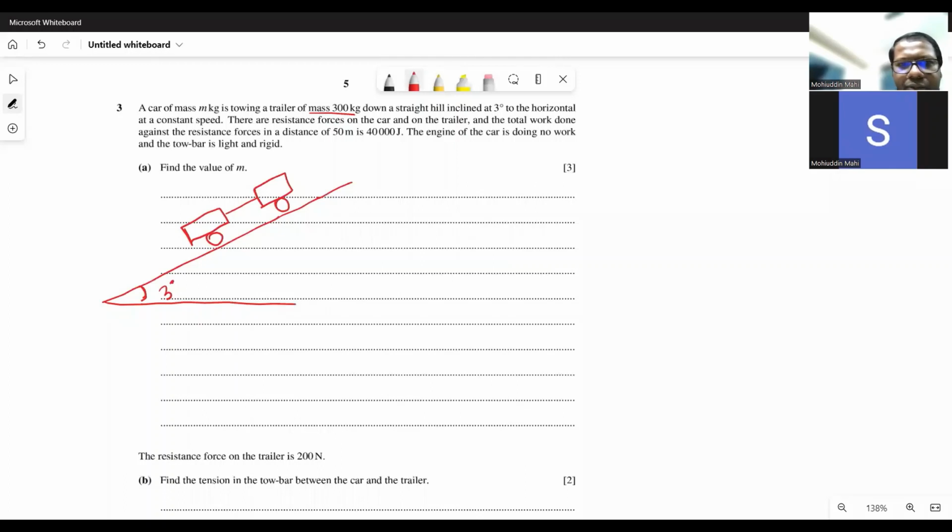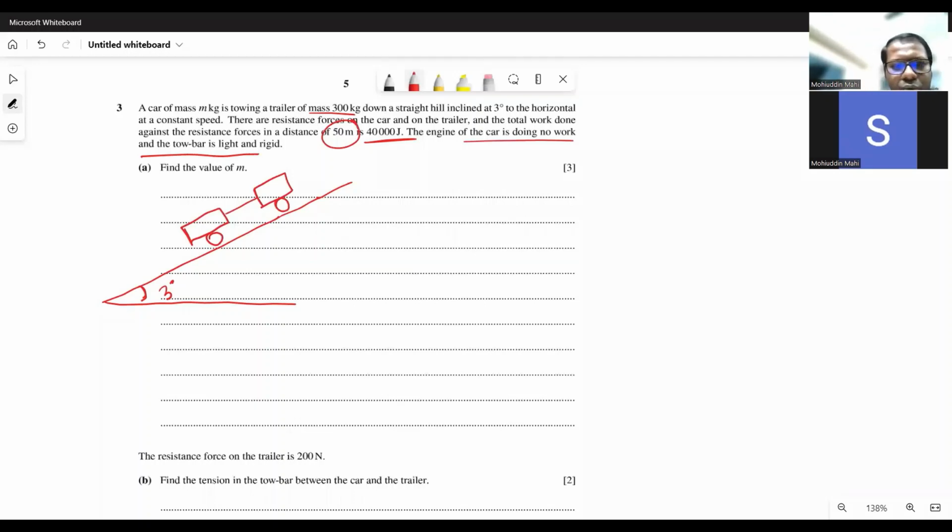The car engine needs to spend 40,000 joules of energy for overcoming resistive forces for a 50-meter length. Resistive force means air resistance, frictional force, everything. The car and the trailer are moving with a constant speed. The engine of the car is doing no work and the tow bar is light and rigid. The engine is not giving any additional forces. So the car and the trailer are moving downward because of the component of weight along the plane, along the surface.